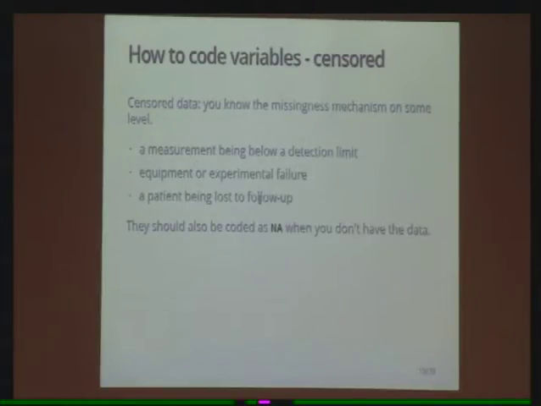But then there's censored data. Censored data is where you know the missingness mechanism to some level. You had an equipment failure, or a patient lost to follow-up because they dropped out of a clinical trial. That's the common censoring. Or some measurement being below a detection limit. So you got a value, but you have no confidence that's the value because the machine can't read that low, for example. If you don't have it, then you should code it as NA, but otherwise you need to tell an analyst that it's censored somehow, and the value is there, but we can't really do anything with it.